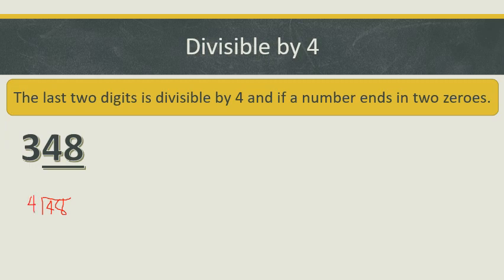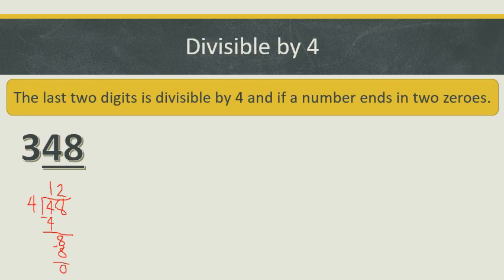So, ang 4 divided by 4 ay 1. So, 1 times 4 is 4. So, 4 minus 4 is 0. So, bring down natin yung 8. So, ilang 4 meron sa 8? So, meron tayong dalawa. So, 2 times 4 is 8. And 8 minus 8 is 0. So, may remainder po ba? So, wala. So, kung wala siyang remainder, ibig sabihin, ang 348 is divisible sa 4.